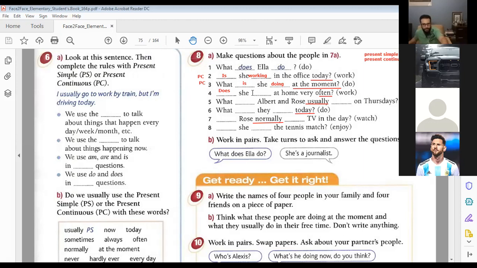Does she work at home very often? Correct. That's it. Does she work at home very often? So this is present simple. Very nice. Okay, Hannah, can you do number 5?